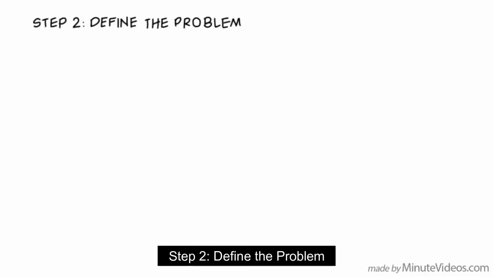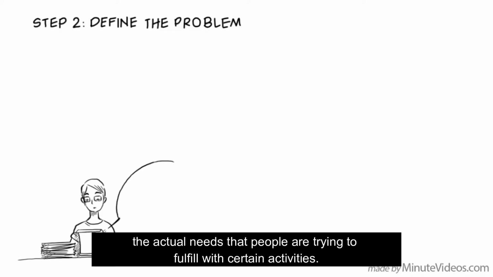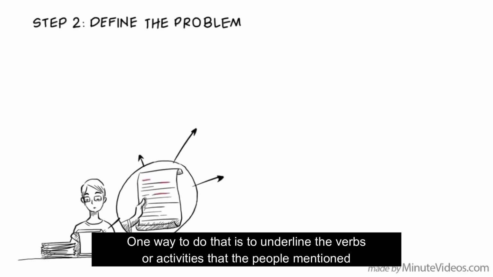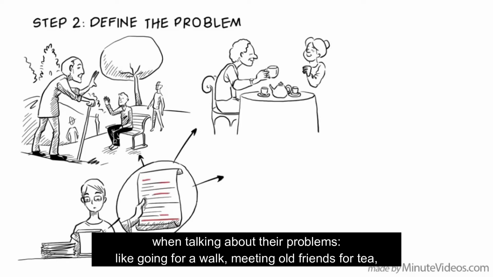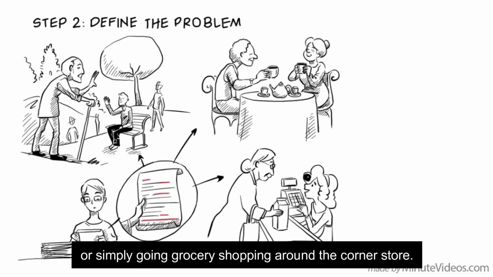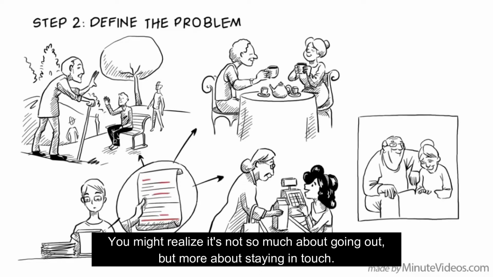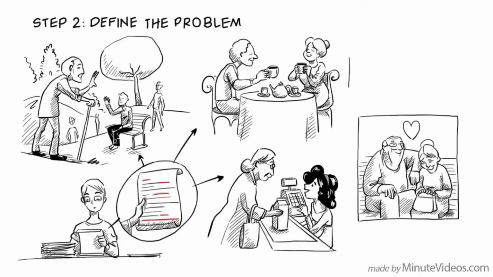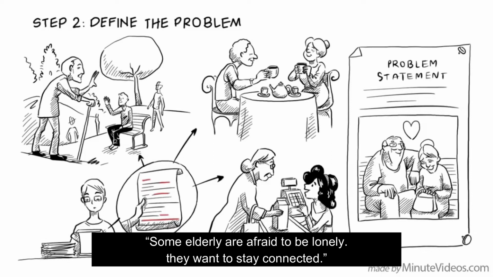Step 2. Define the problem. Looking at the interviews, you can now understand the actual needs that the people are trying to fulfill with certain activities. One way to do that is to underline the verbs or activities that the people mentioned when talking about their problems, like going for a walk, meeting old friends for tea, or simply going grocery shopping around the corner store. You might realize it's not so much about going out but more about staying in touch. After you analyze this, formulate a problem statement. Some elderly are afraid to be lonely, they want to stay connected.